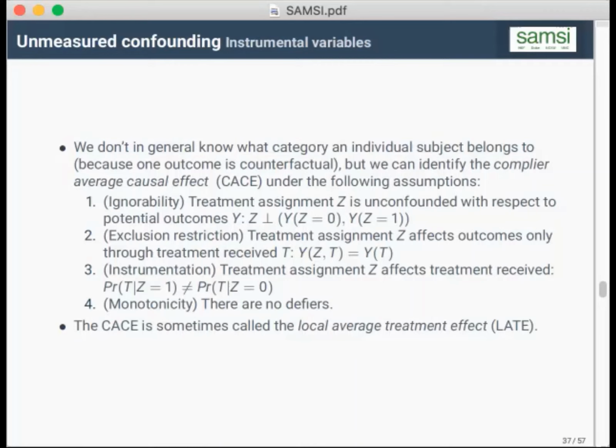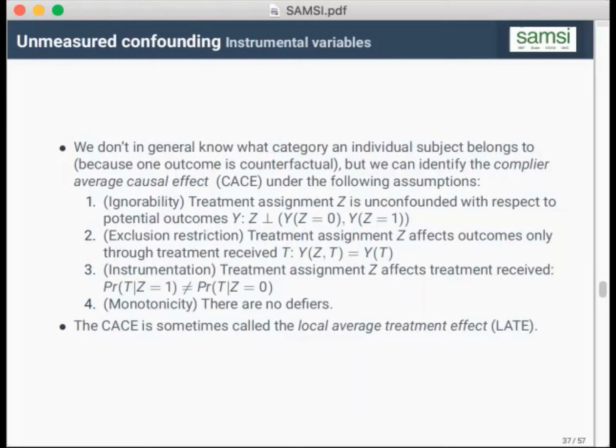So the assumptions that allow us to identify the complier average causal effect in IV settings are ignorability. In this case, though, it's the treatment assignment or the instrument that is unconfounded. So the instrument Z has to have an unconfounded relationship with Y.